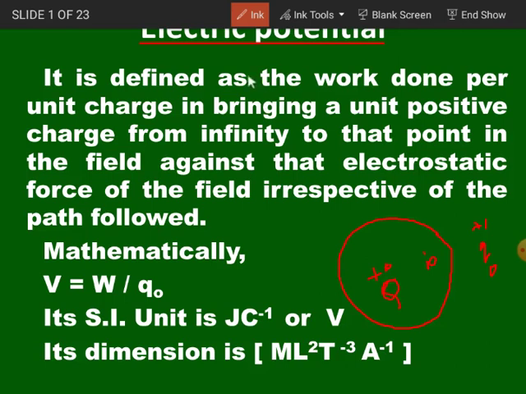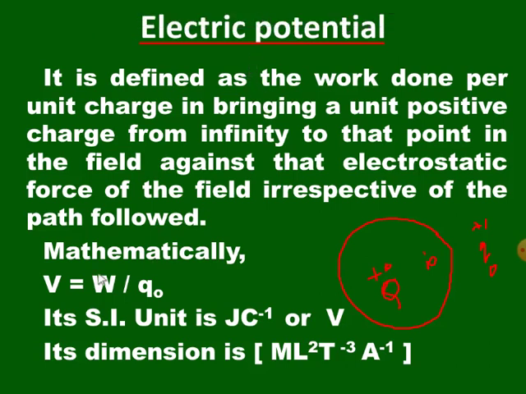Electric potential, mathematically, we can write as W by Q naught. W represents work done, Q naught represents the amount of charge that is brought from infinity up to that point. If you can't bring a unit positive charge, and Q naught possesses some charge, say 5, then you have to divide the whole work done by 5 so that you get work done per unit charge. That work done per unit charge we call electric potential. So its SI unit will be what? Work done SI unit is coulomb.